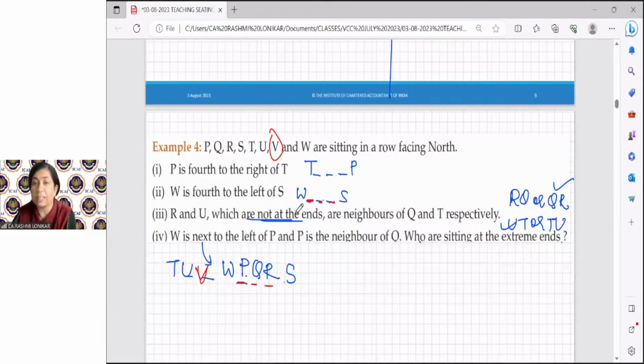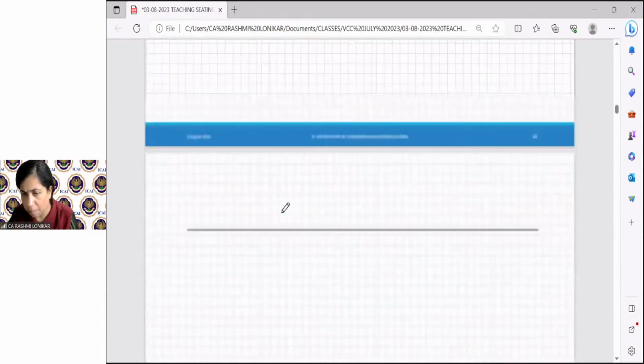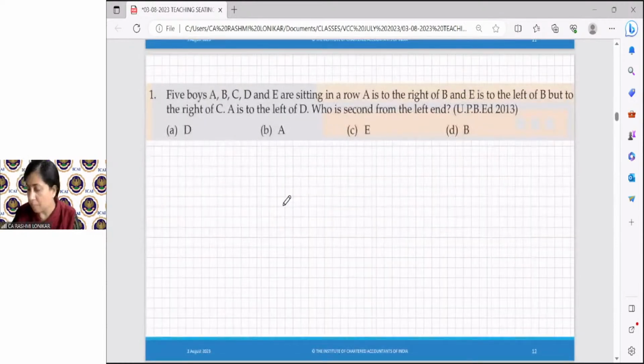Yes, Vidisha, I can understand that those questions will be cleared as we do the sums. Okay. Now let us go to the next one.